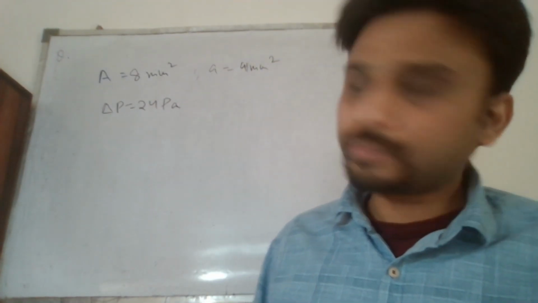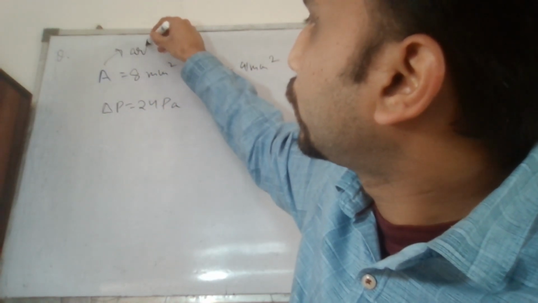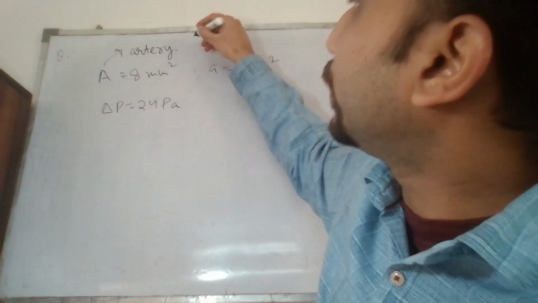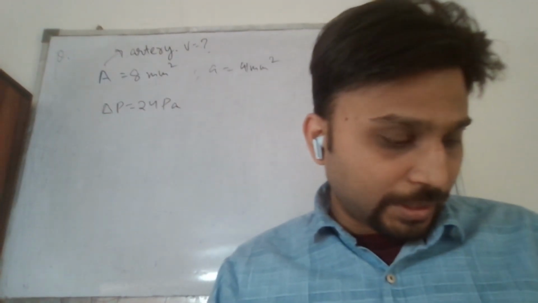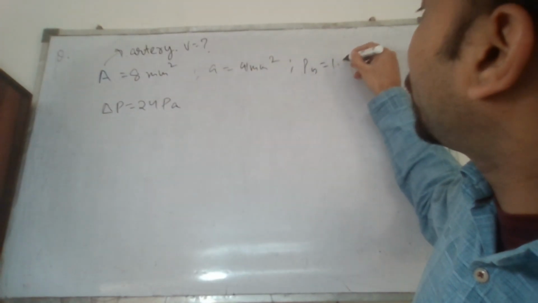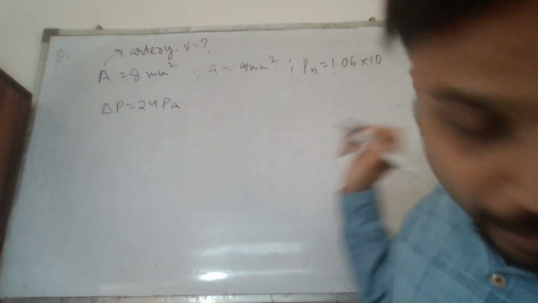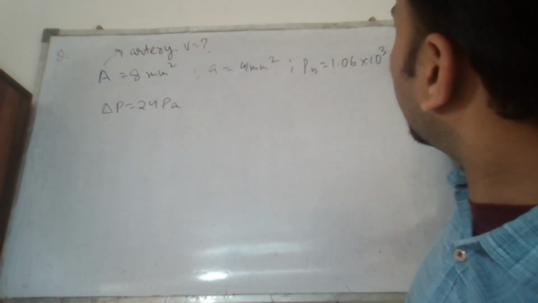So this is basically the artery cross section. We have to find the speed here, right? And the density of blood is given as 1.06 × 10^3 kg per meter cube.